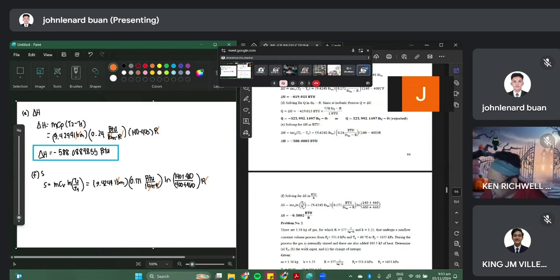Ay, tama pala. Therefore, the entropy is equal to negative 0.1763159 BTU per runtime. Bakit nasaan siya? Hindi kinancel ang runtime. Dapat BTU lang yun kasi runtime. Ayan. So, BTU lang yun, guys.